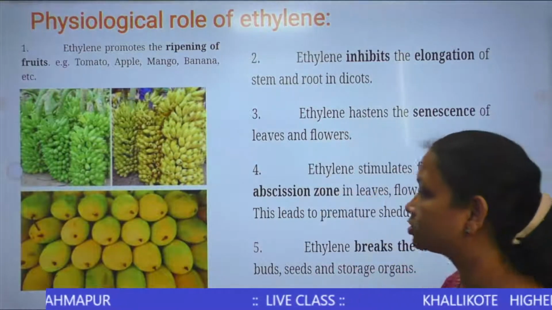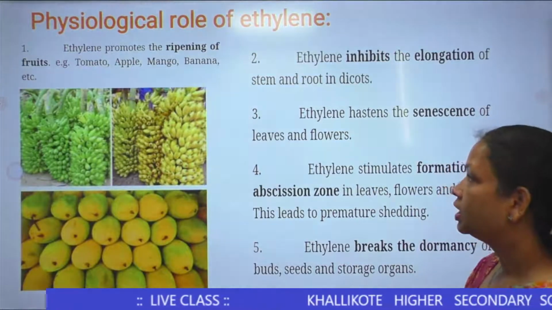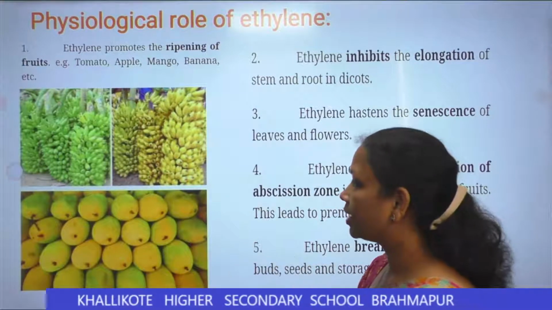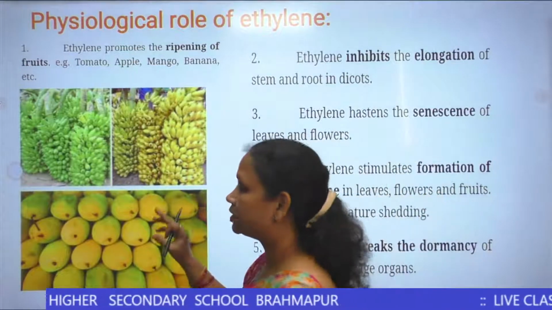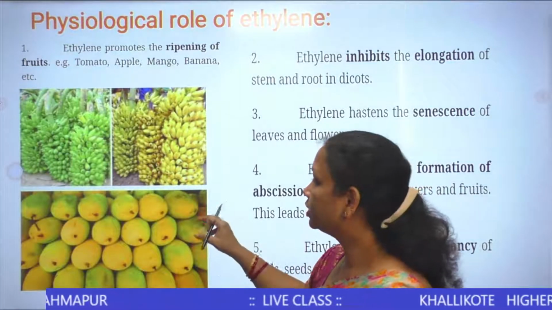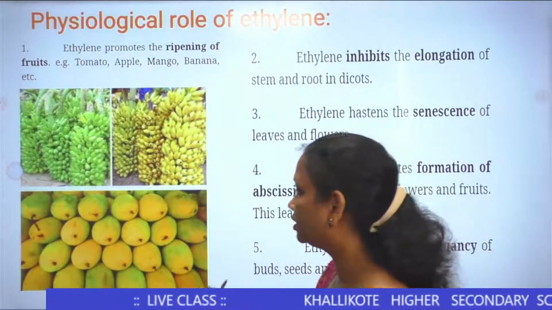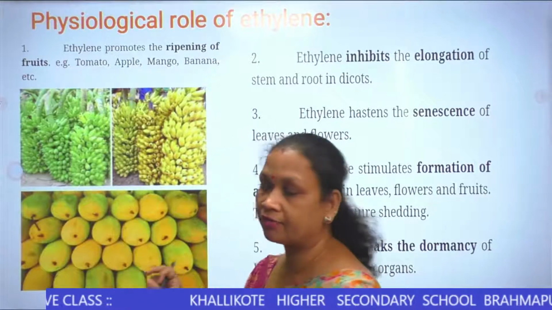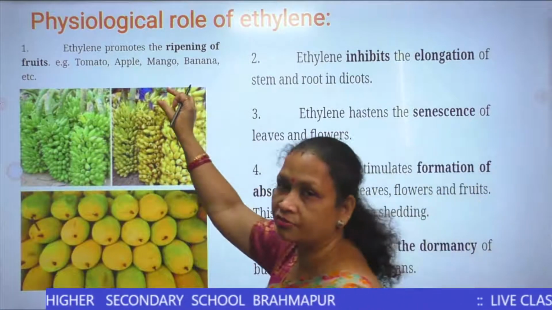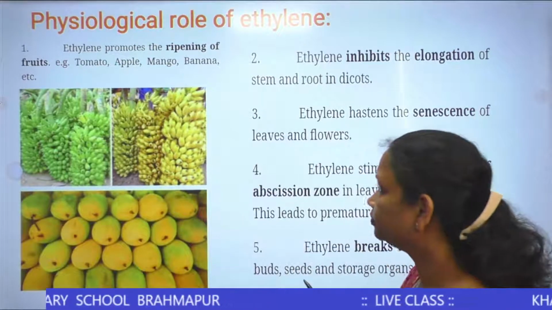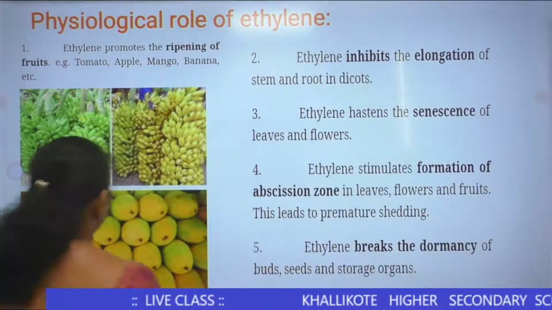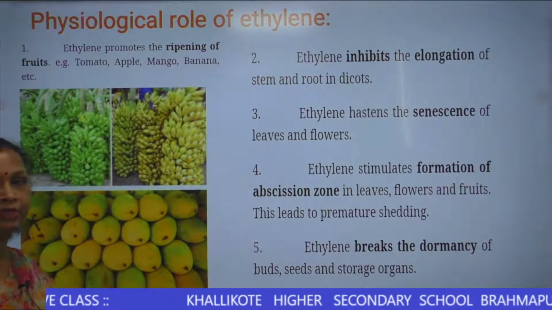The first major activity of ethylene is that it promotes the ripening of fruits. So, it is commonly called the fruit ripening hormone. For example, in tomato, apple, mango, banana, etc., the ripening process is initiated by spraying of an ethylene-type product, which is ethephon. Here you can see faster ripening in the market for mangoes, half yellowish and half greenish. In 1 or 2 days the ripening process is hastened by the application of ethylene.